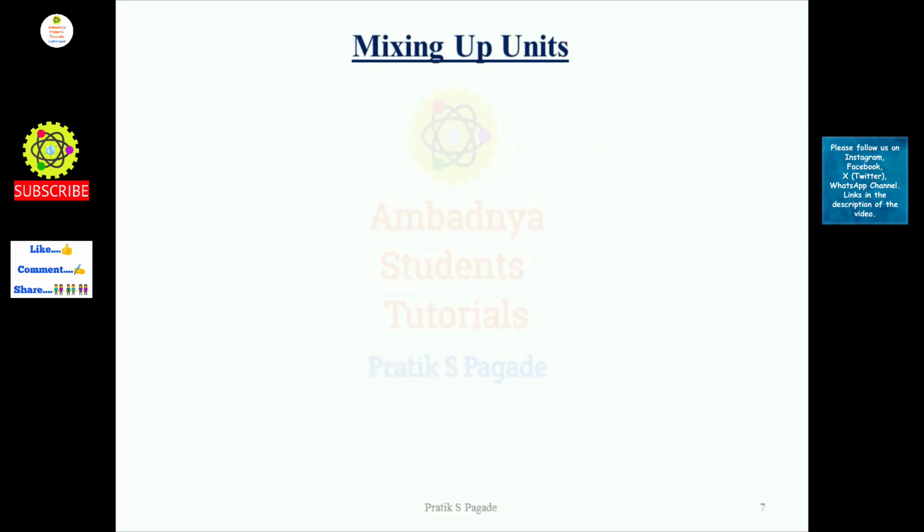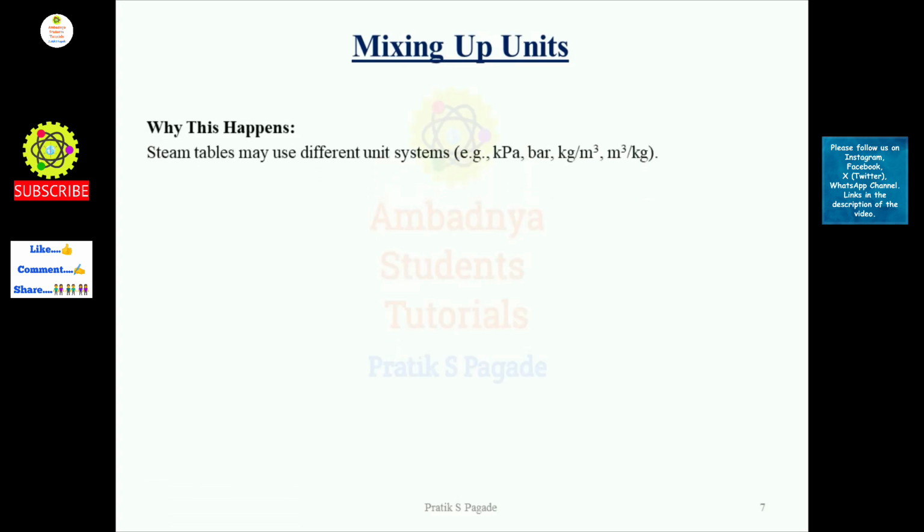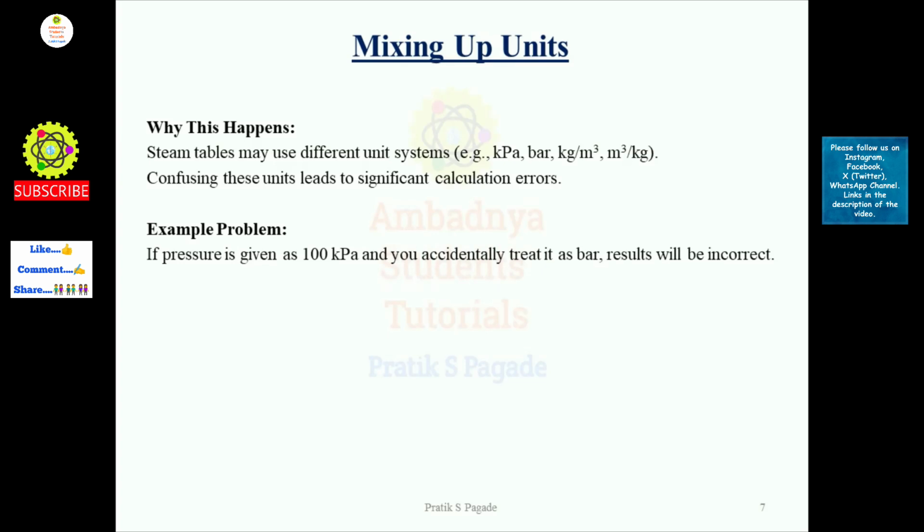Further, see here, mixing up units. It is also very important. Steam tables may use different unit systems, for example kilopascal, bar, kilograms per meter cube or meter cube per kg. Confusing between these units leads to significant calculation errors. So it is very important to understand the calculations, the units and the unit conversion. For example, if the pressure is given as 100 kilopascal and you accidentally treat it as bar, results will be incorrect.